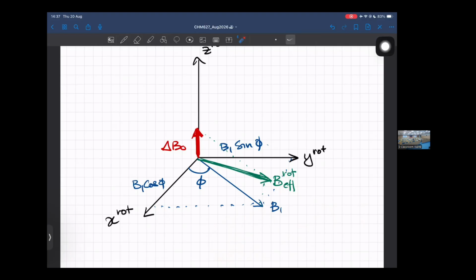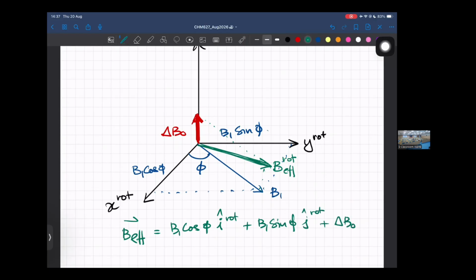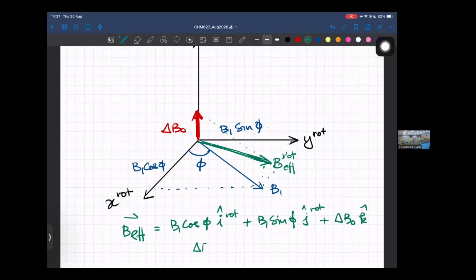Yeah. So now that being the case, what is going to happen? The B effective vector is going to be B1 cos phi i-cap rotating frame plus B1 sin phi j-cap rotating frame plus delta B naught k-cap, where this delta B naught is dependent on offset. I hope I wrote it right, where the delta B naught is dependent on offset. Okay.